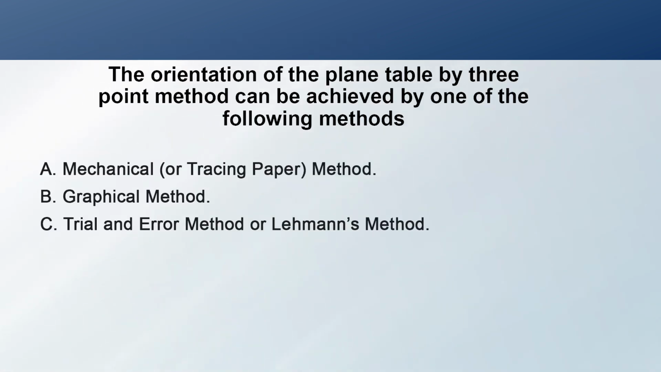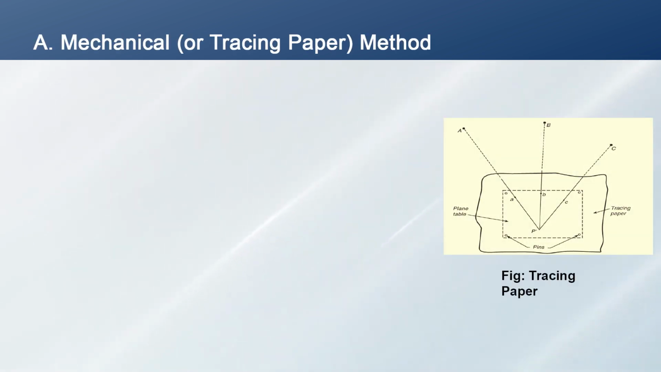The orientation of the plane table by the three-point method can be achieved by one of the following methods. First, mechanical, also called the tracing paper method. Second, graphical method. Third, trial and error method, which is also called Lehmann's method. The first method is the mechanical method or tracing paper method.